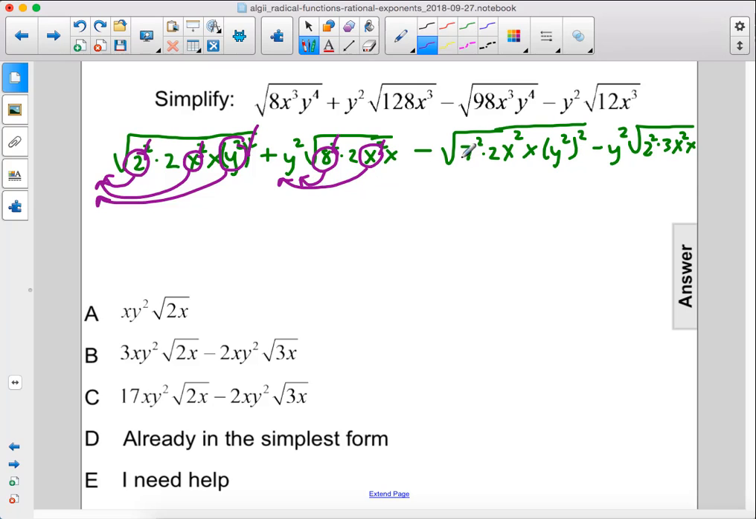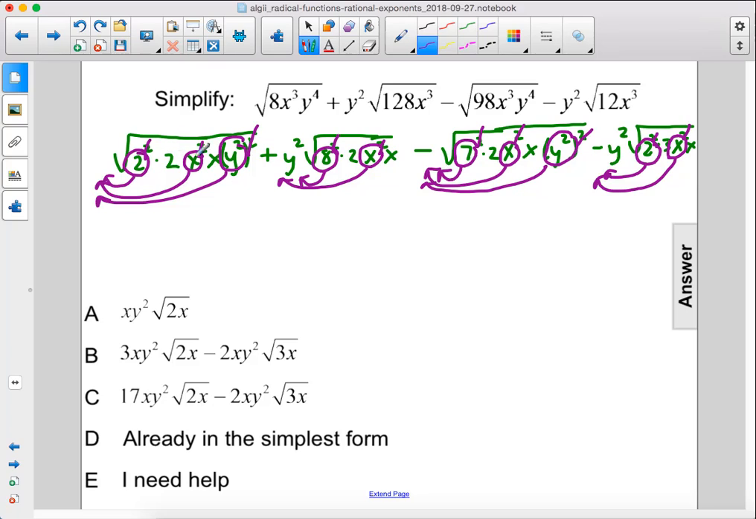All right, here we have 7 squared times 2, so we cancel out that squared and move a 7 out front. We have x squared times x, so to cancel out that x squared, take this x, move that out front. Y squared squared, cancel out that outer squared, and then take y squared, move that out front. 2 squared times 3, so cancel out that squared, move that 2 out front, x squared times x, cancel out that squared, move this x out front.